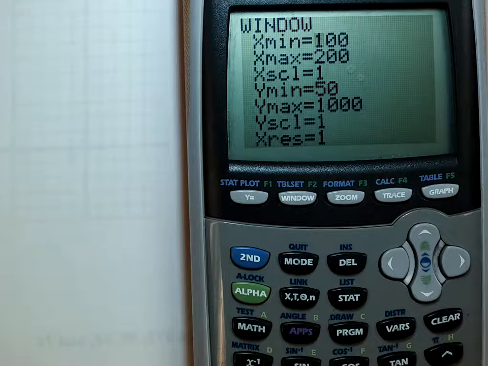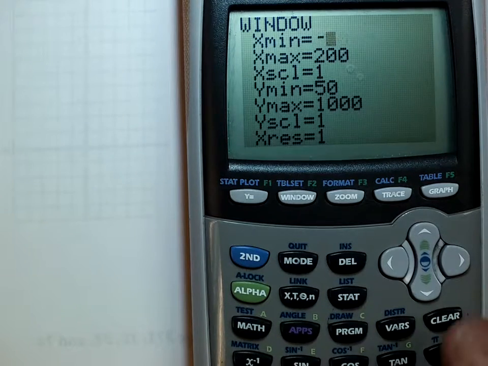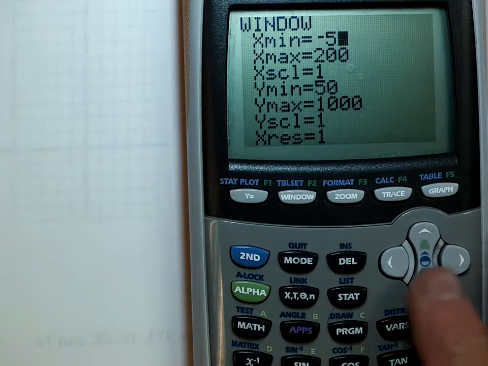From what to what on my x's? What should x min be? You said -5 earlier. Sure, -5 would work. You guys okay with -5? So if I go -5, negative 5, not subtract 5, but negative 5, to max.